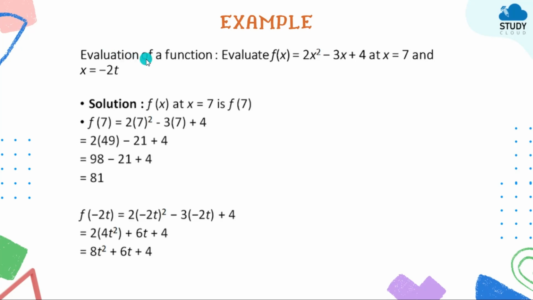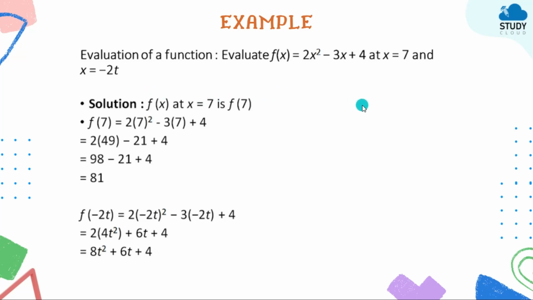Let us see the second example. Evaluation of a function. Evaluate f(x) is equal to 2x square minus 3x plus 4. This is the function. We have to evaluate it when the value of x is 7. This is the first question. And the second question is when the value of x is minus 2t. So here this is nothing major.